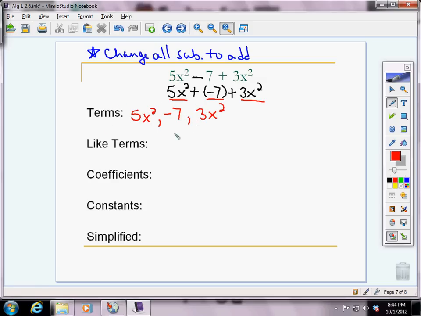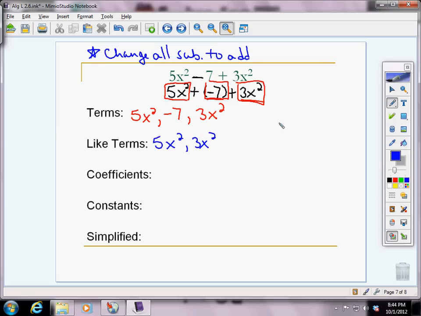Simply that's all terms are. What's being added together. You basically rewrite it, but instead of plus signs you put commas. Now like terms have identical variable parts. So if you look at your terms, and remember we just listed our terms, 5x squared, negative 7, and 3x squared, like terms have identical variables. So if you look at these, which ones have identical variables? Well, the 5x squared and the 3x squared. They would be considered like terms.